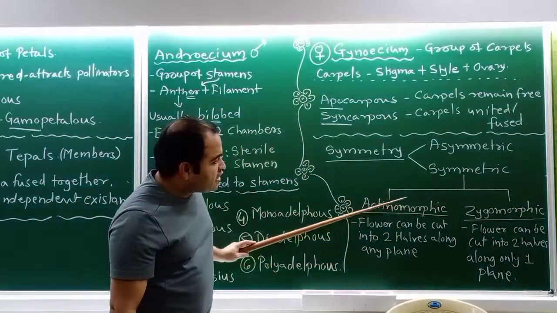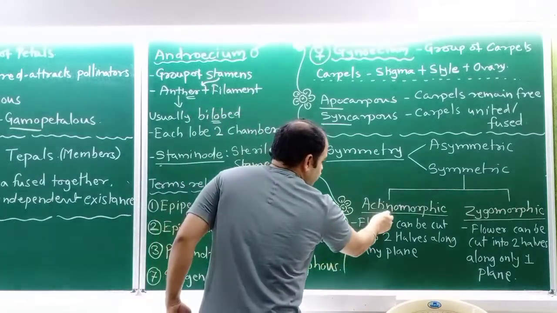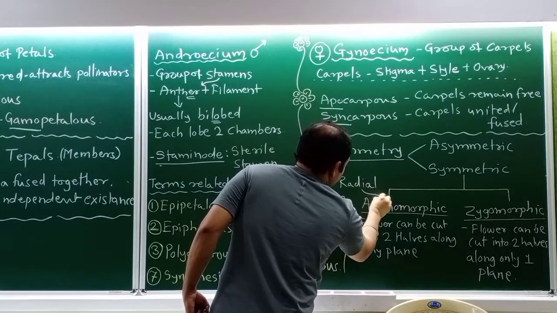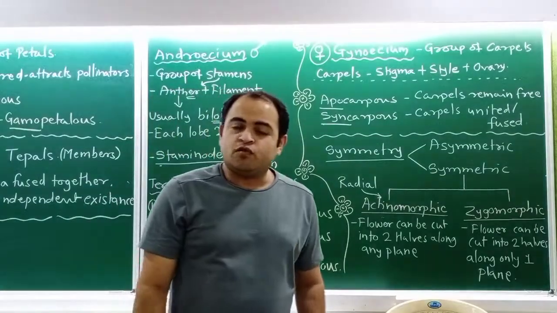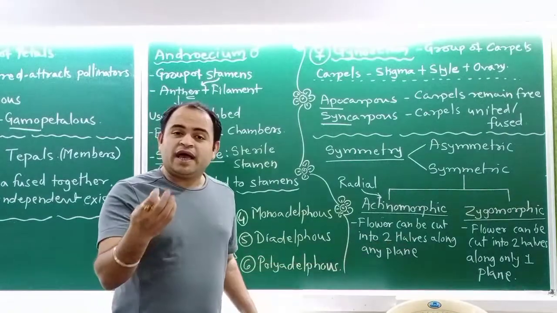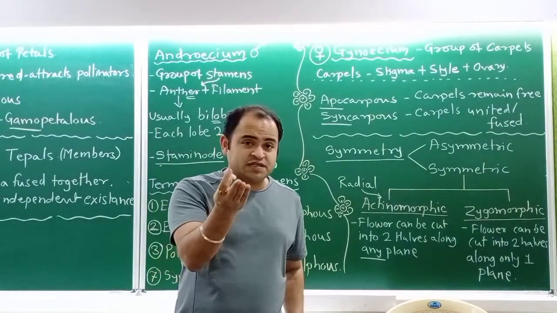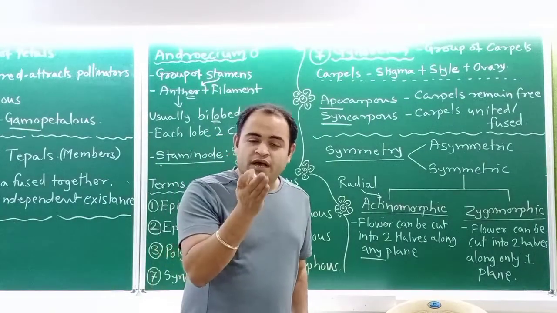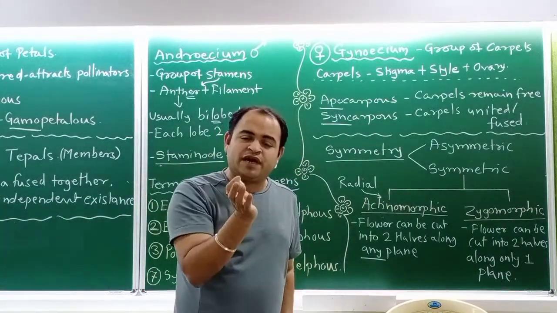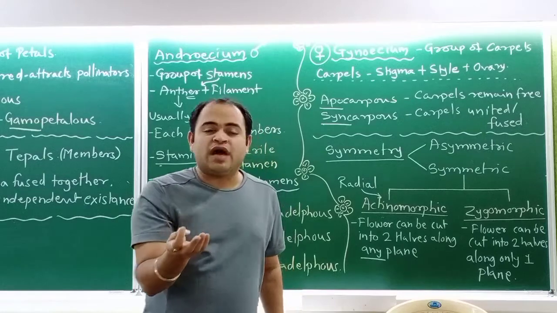So actinomorphic and zygomorphic are the two major types. Actinomorphic gives radial type of symmetry. What do you mean by radial type of symmetry? The flower can be cut into two halves along any plane. For example, hibiscus. Refer to the presentation. Hibiscus, if you put the axis in this way, this way, any way, but it should be passing through the center only, then you can get two equal halves of the flower.